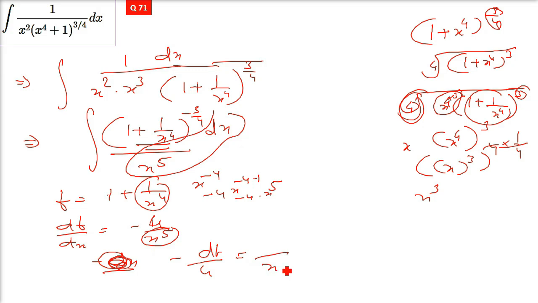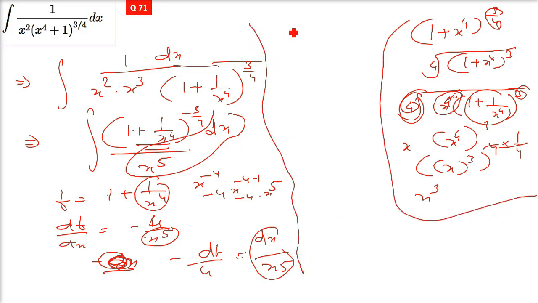It will be dx by x to the power 5, which is already there in the simplified form which I just told you. So let's do it here. I have less space, so just bear with me. So let's integrate now. 1 plus 1 by x to the power 4 was taken as t, so it will be t raised to negative 3 by 4. Dx by x to the power 5 is negative dt by 4.